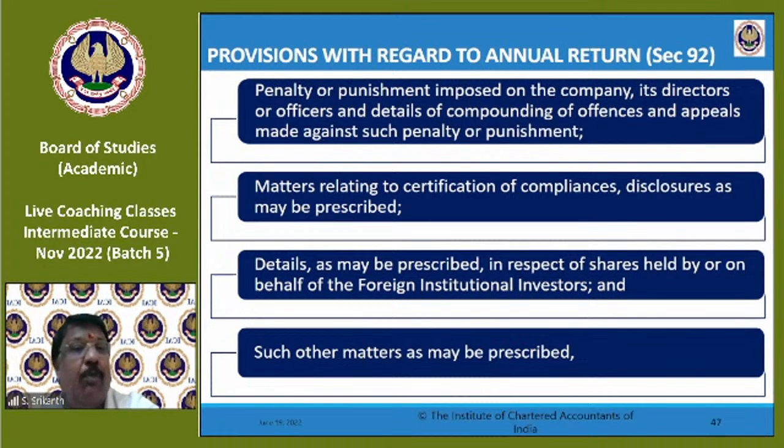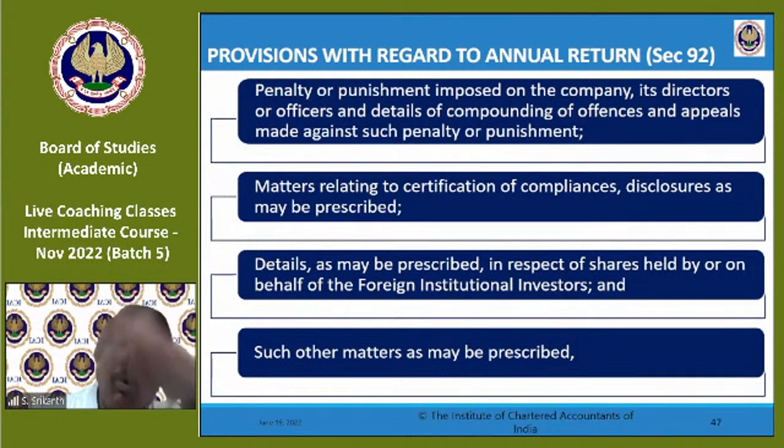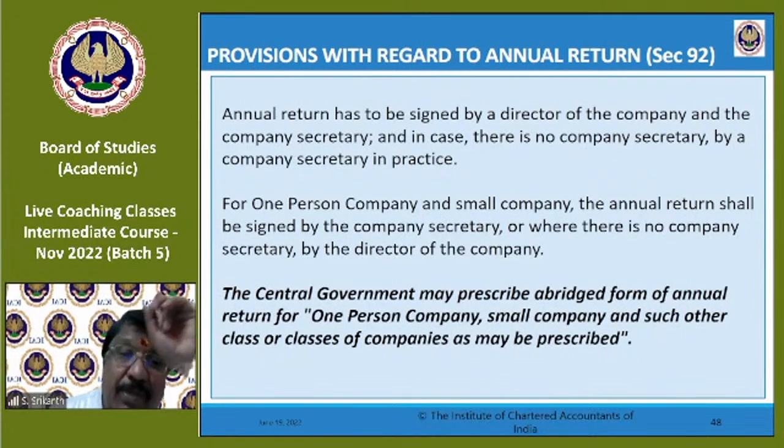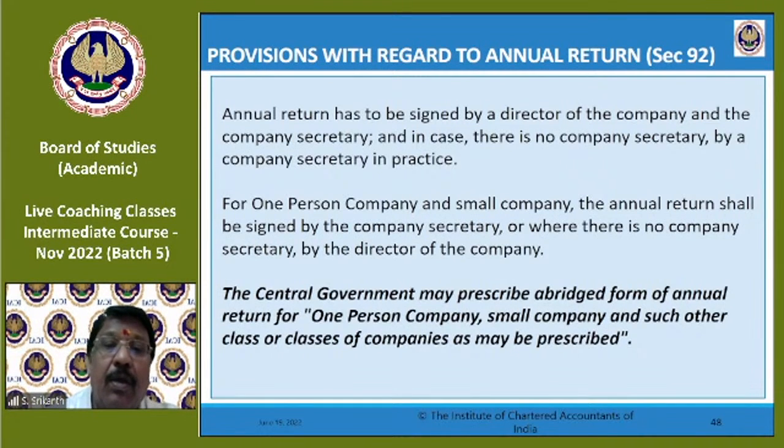Every company except OPC and small company should file annual return in MGT-7. OPC and small company, MGT-7A. Annual return has to be signed by a director and the company secretary. Where there is no company secretary, by company secretary in practice. Okay. In the case of OPC, it should be signed by company secretary. Where there is no company secretary, by director. Okay.